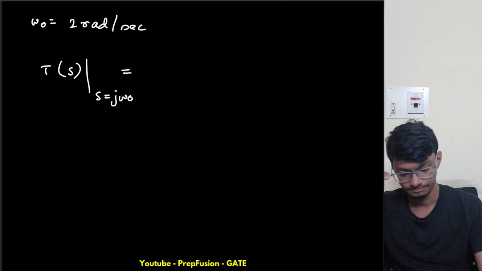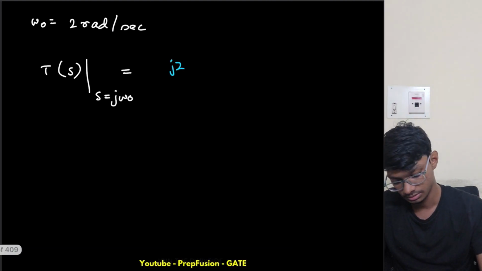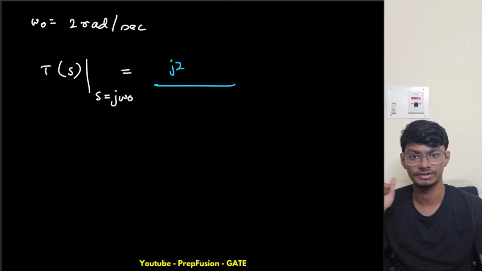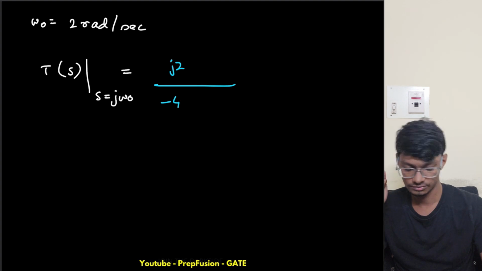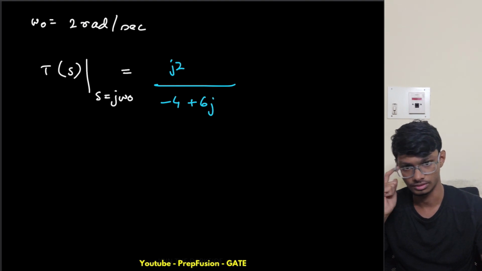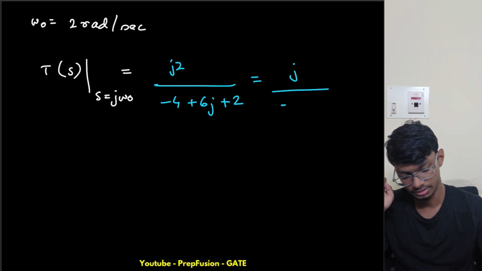This is like j2, right? S is j omega naught, I am replacing, and inside is s square. So s square, j2 whole square, what is it? Minus 4. So this is minus 4, and then we have 3s, so this is 6j only. Okay, like 2j times 3, 6j, plus 2 is 2 only. Now we are left with, I can take 2 common. So this will be simply minus 1 plus 3j, right?